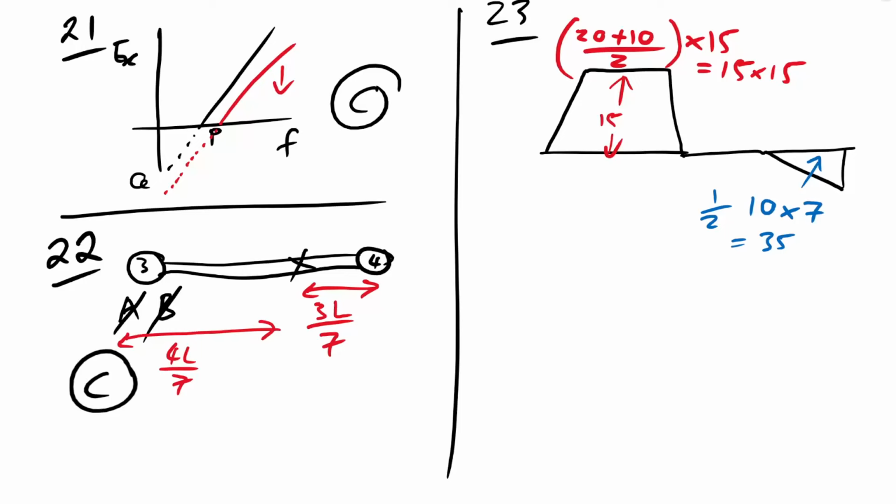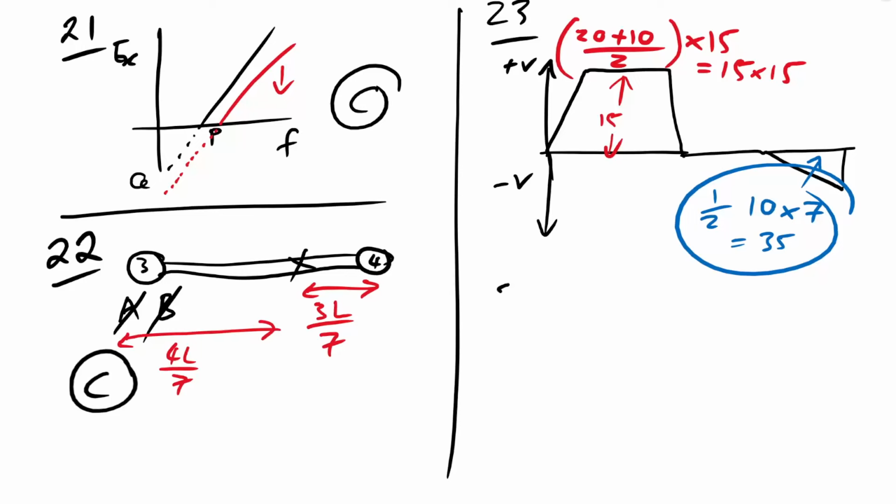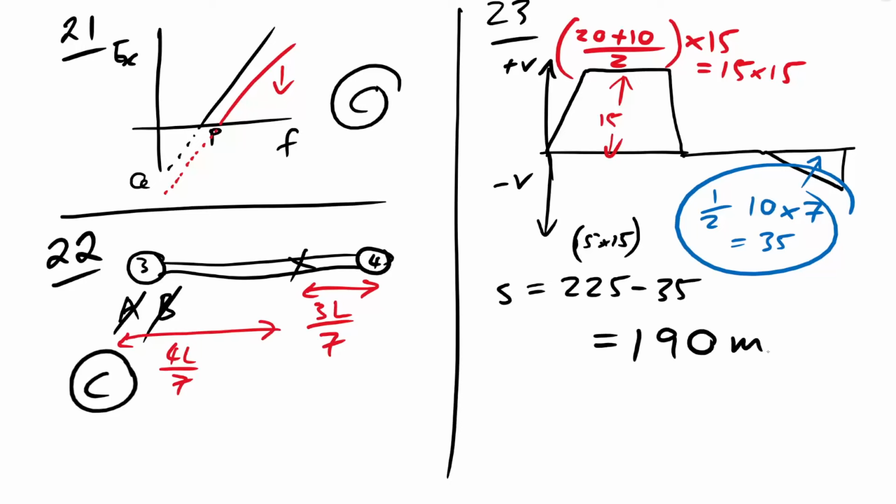So 15 times 15. Now the issue is that this is velocity, and so we have here plus velocity, and down here we have minus velocity. So therefore, the blue bit, he's actually going backwards, back towards the beginning. So the total displacement is going to be 225, that's 15 times 15 of course. Take away 35, and that gives us 190 meters. So the answer is B.